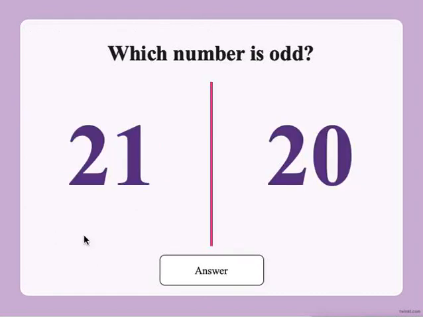So the quick way to know, looking at a number, instead of doing a sum where you divide the number by 2 and see does it go in evenly, is just to look at the last digit. Okay? If we look at the last digit here on 21, it's 1. So 1, 3, 5, 7, 9. If the number ends in any of those digits, we know straight away it's an odd number. If the number ends in a 0, a 2, a 4, a 6, or an 8, we know straight away it's an even number. So let's look at the next one.